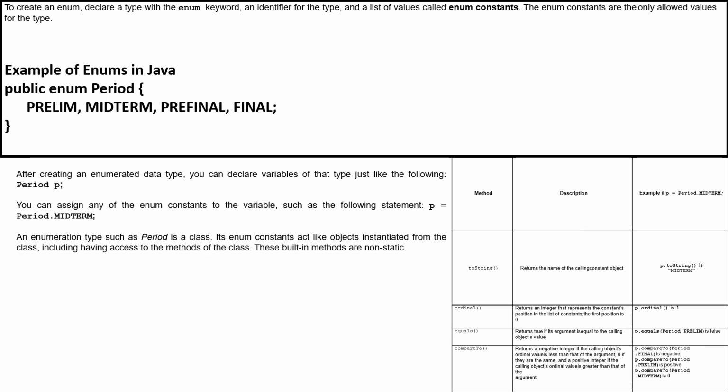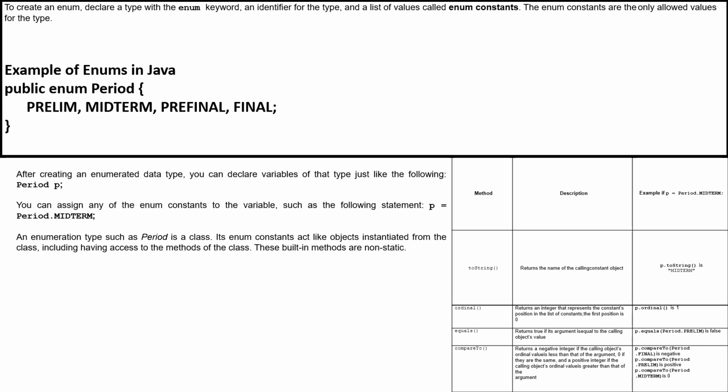Its enum constants act like objects instantiated from the class, including having access to the methods of the class. These built-in methods are non-static. The toString method returns the name of the calling constant object. The ordinal method returns an integer that represents the constant's position in the list of constants. The first position is 0.